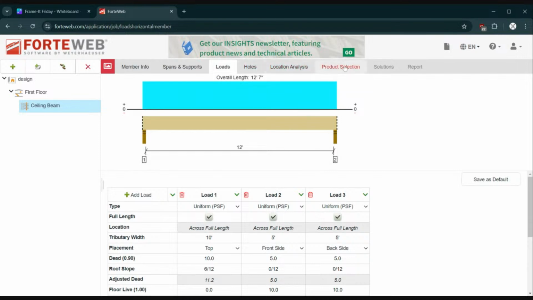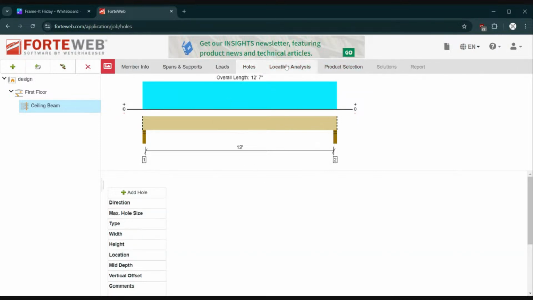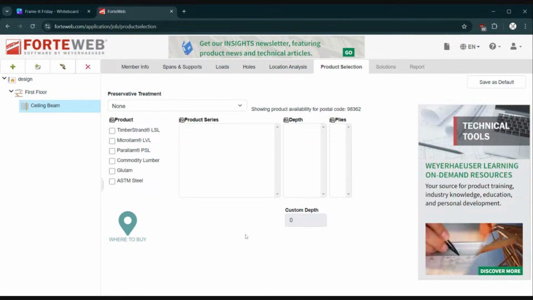So we'll go here to skip. If you're going to put holes in it, you can do it here. You can do other stuff here too, but we can ignore that most of the time. Now we're going to pick the product.